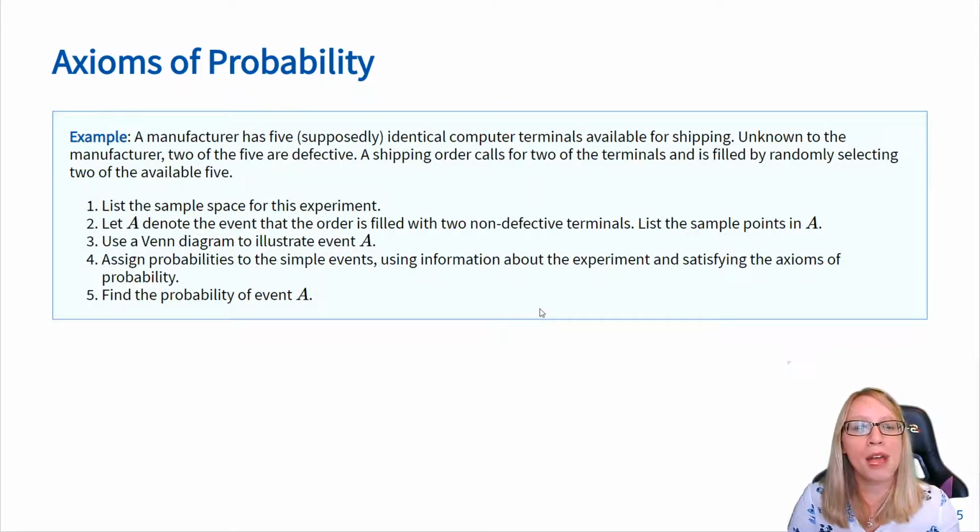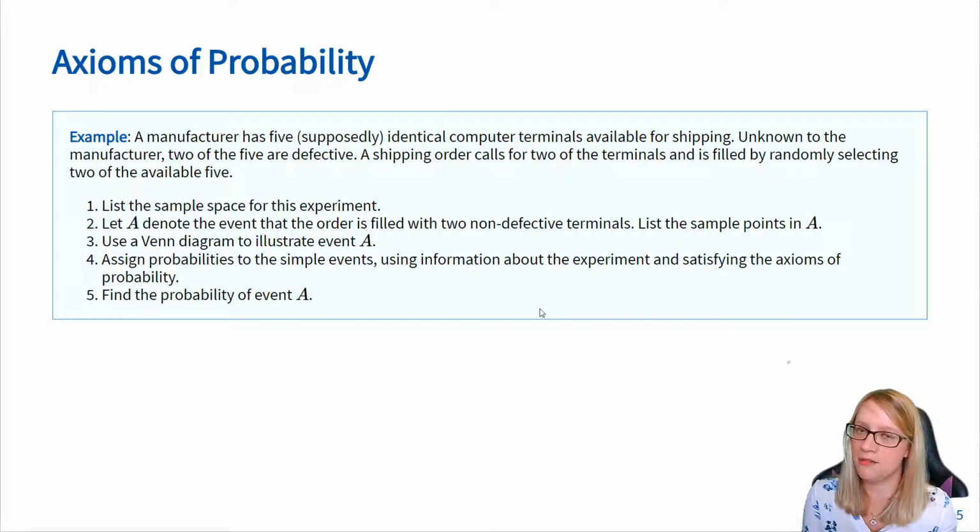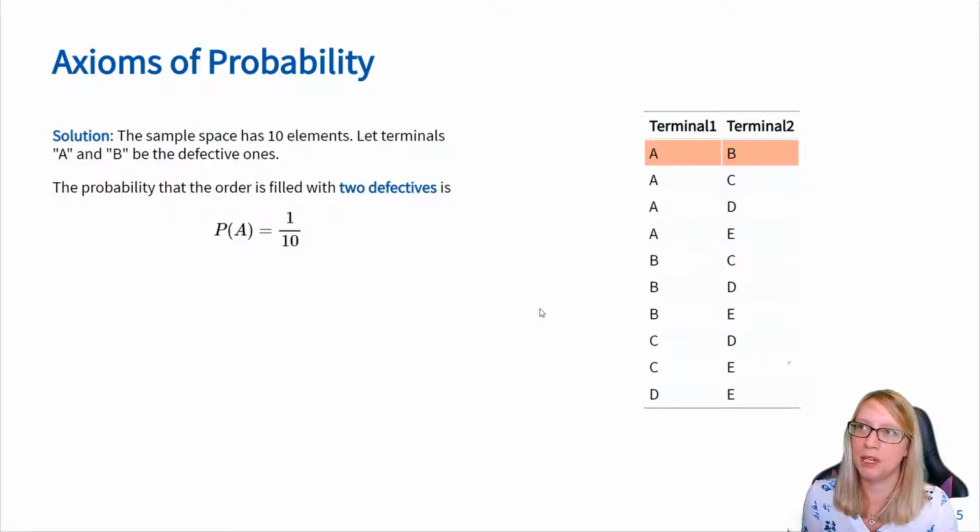So let's take a look at how we might apply those 3 axioms. We have a manufacturer who has 5 supposedly identical computer terminals that they will ship to a customer to fulfill some order. However, unbeknownst to the manufacturer, 2 of these terminals have been damaged and are defective. An order comes in for 2 terminals. The manufacturer doesn't know that some are defective, and fills the order by selecting 2 of the 5 at random. What's the probability that we might have an unhappy customer?